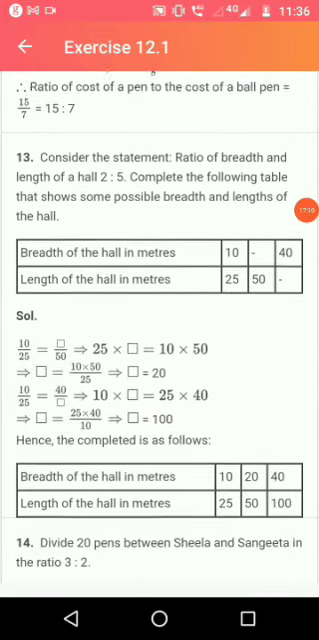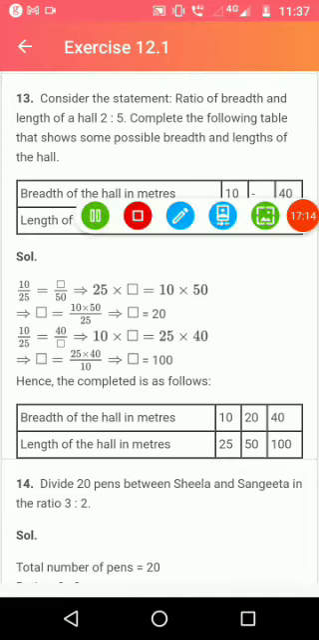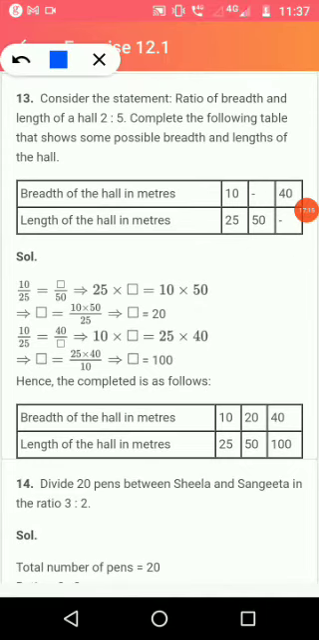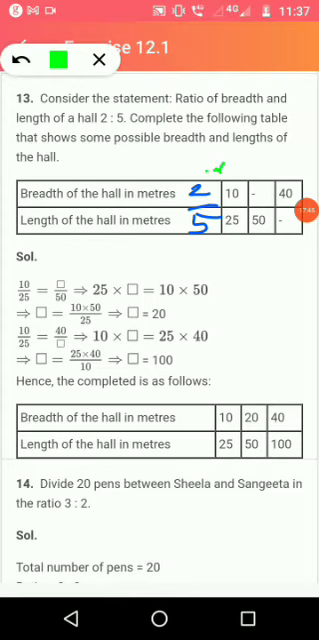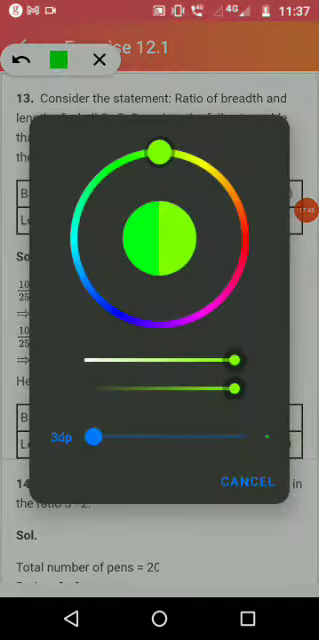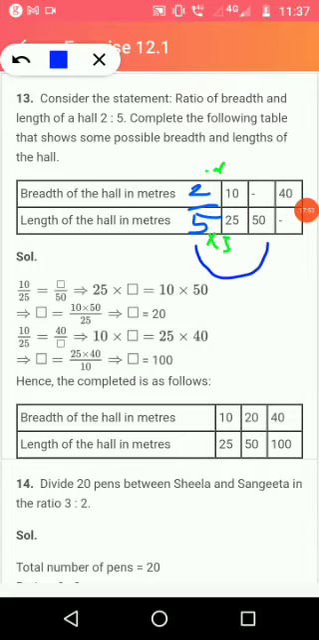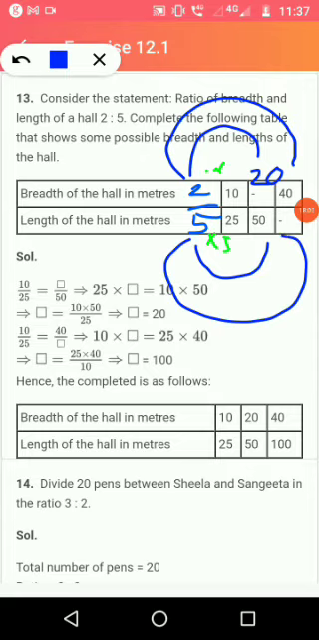Okay. Next, question number 13. Consider the statement: ratio of breadth and length of a hall is 2:5. So if the breadth is twice, the length will be 5 times. Now complete the following. Here it is told breadth is to length is 2 by 5, right? So 2 into 5 makes 10, and here 5 into 5 makes 25. Next, 2 into 10 is 20, 5 into 10 is 50. Then 2 into 20 is 40, 5 into 20 is 100. So thus we are completing the table.